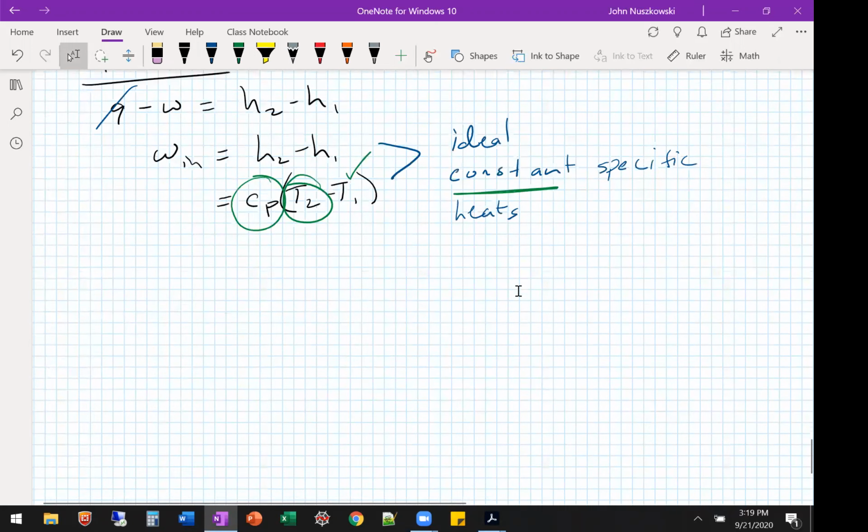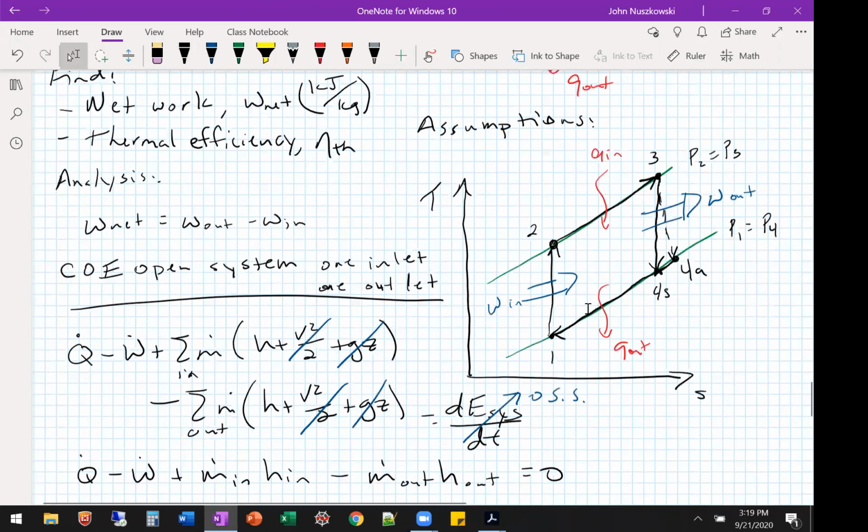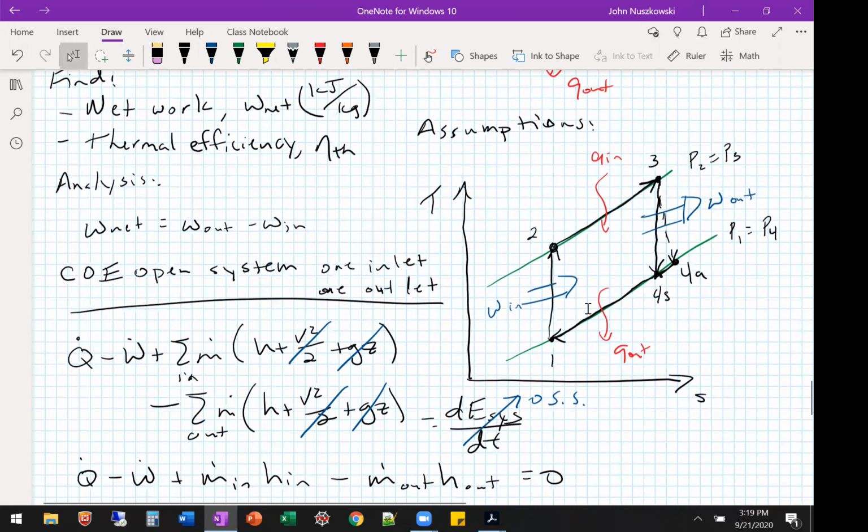Can we use the isentropic relationships? That's the other thing we have, right? From state 1 to state 2, we see right here, the other thing we have is it's isentropic, right? The entropy is being held constant.